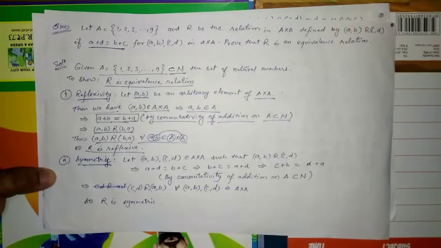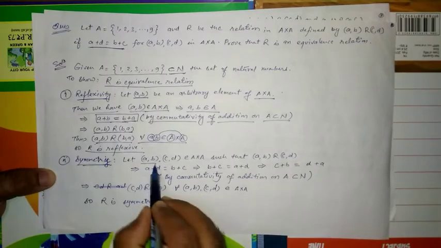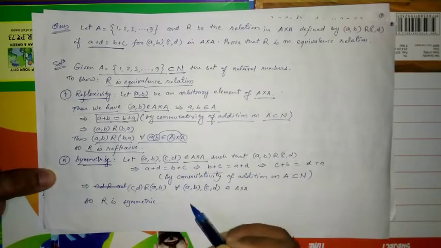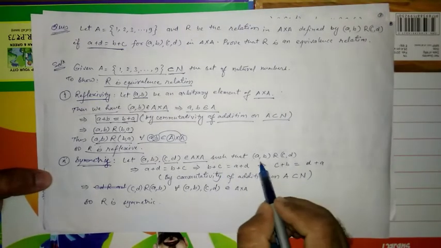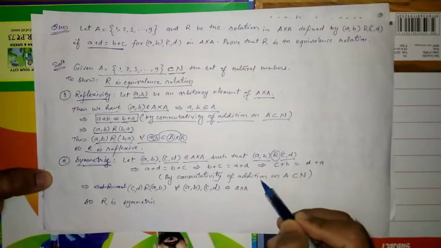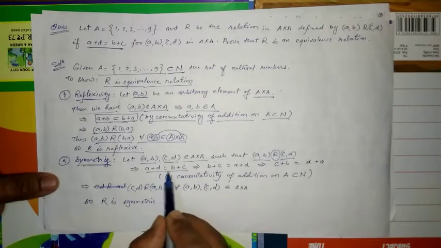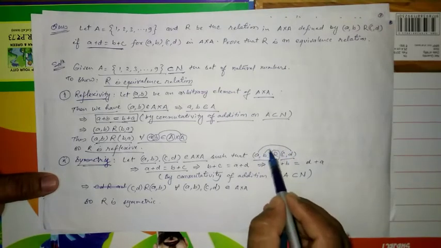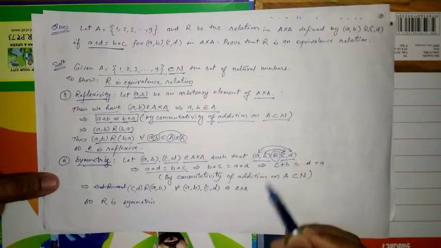Let AB and CD be given as elements of A cross A, such that AB is related to CD by relation R, and also it is given as A plus D equal to B plus C, A plus D equal to B plus C. We have to add these two.